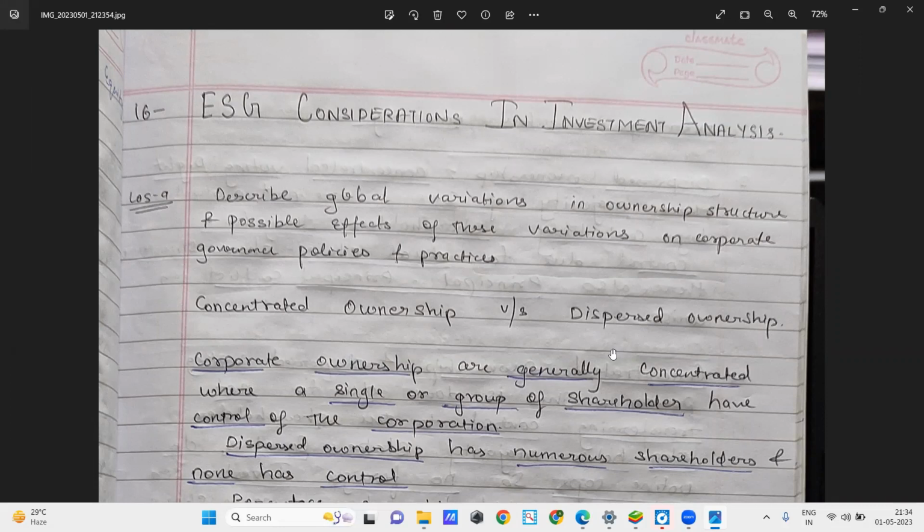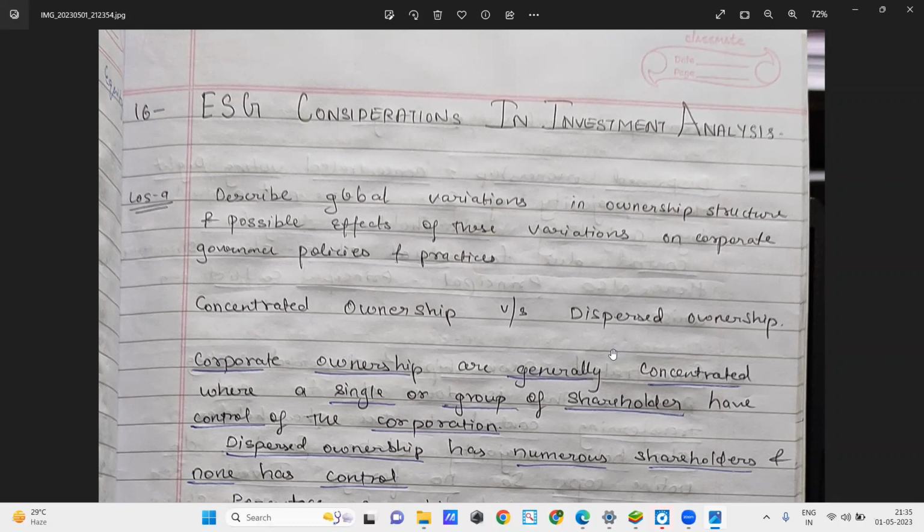So the next chapter is ESG considerations in investment analysis. The LOS is to describe global variations in ownership structure and possible effects of these variations on corporate governance policies and practices. So there are two types of ownership. One is concentrated ownership and the second one is dispersed ownership.